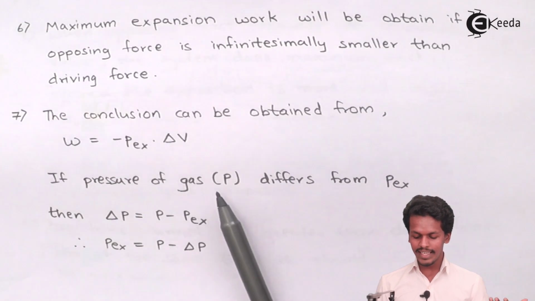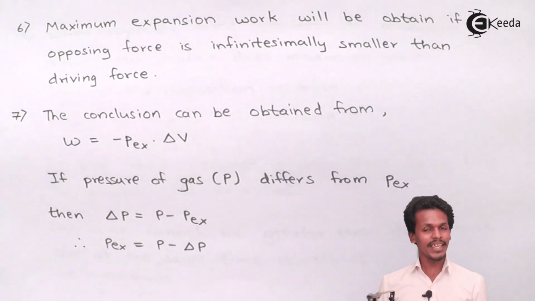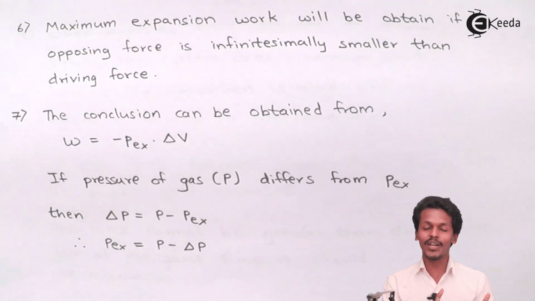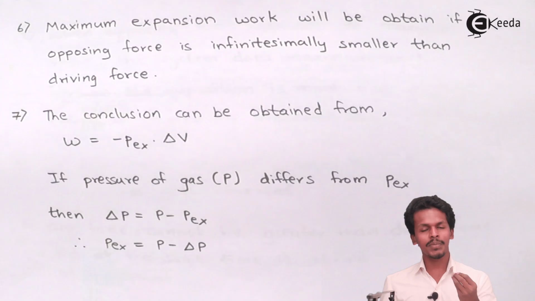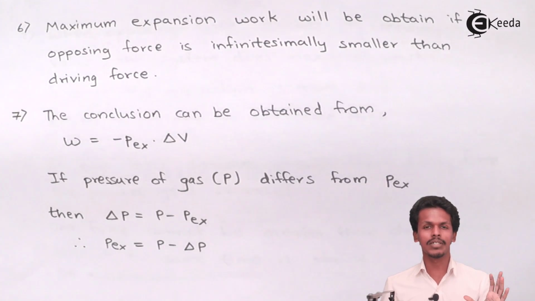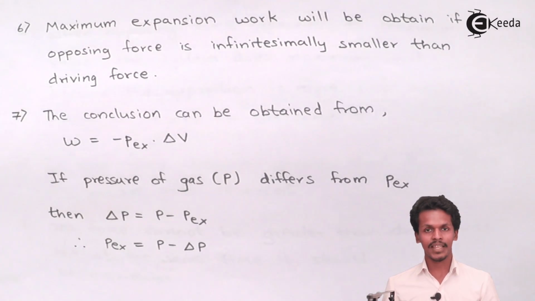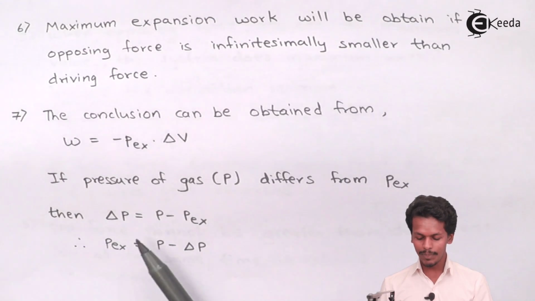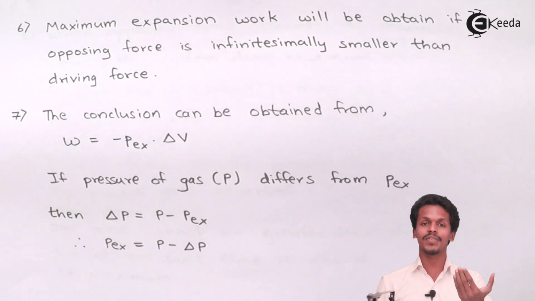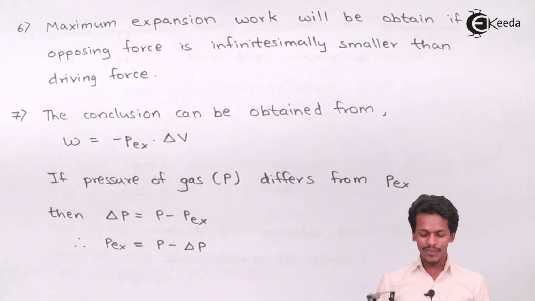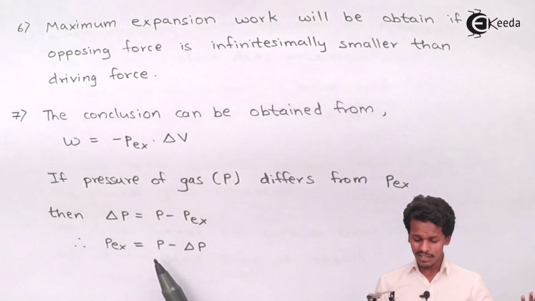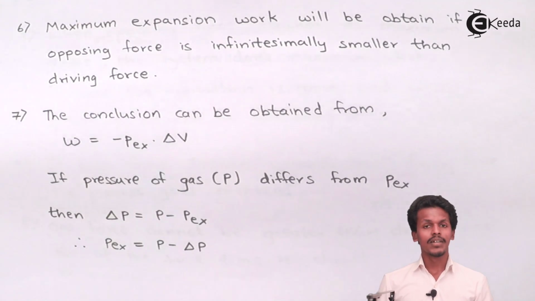If the pressure of the gas P differs from Pex, suppose the pressure of the gas enclosed in a cylinder is comparatively more than the external pressure, then we could write delta P, the change in pressure, as P minus Pex, that is, the pressure of the gas minus the external pressure. So we could say that the external pressure Pex is nothing but P minus delta P.